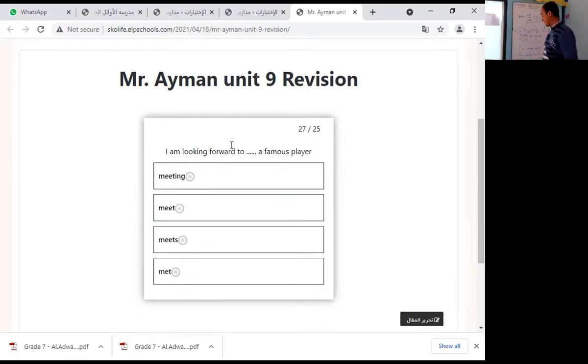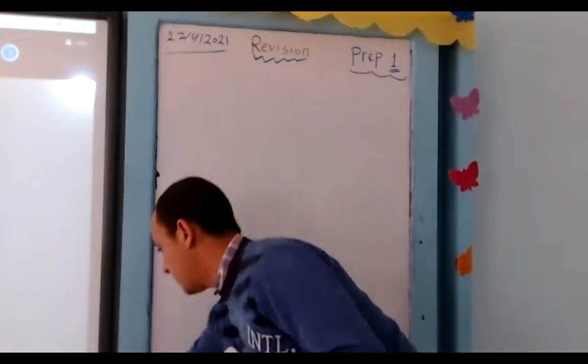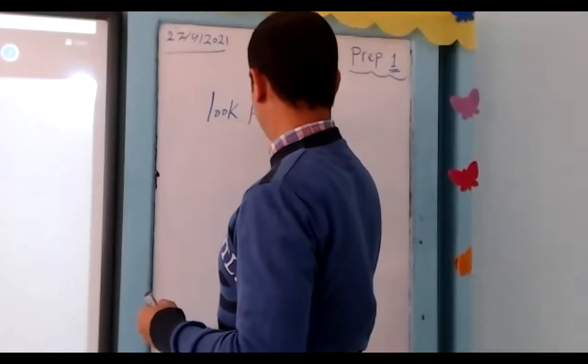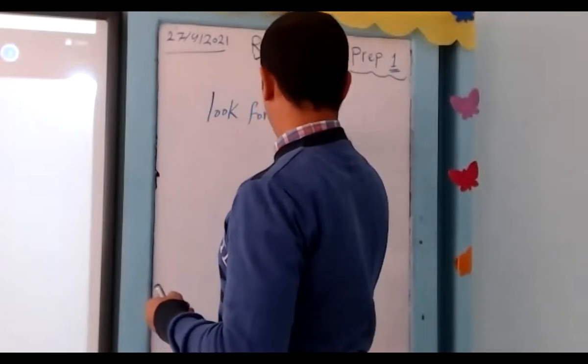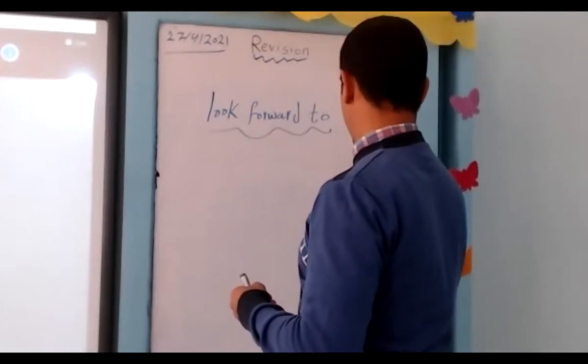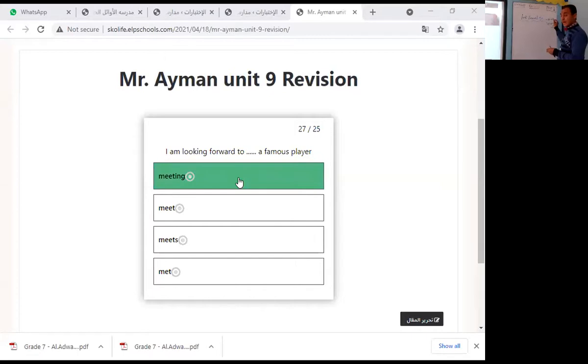Number 25, I'm looking forward to space a famous player. As we said before, after look forward to, we use what? We use noun or verb plus ing. Okay, look at the board. After look forward to, we use noun, okay, or verb plus ing. So look at the sentence. I'm looking forward to meeting a famous player, okay?